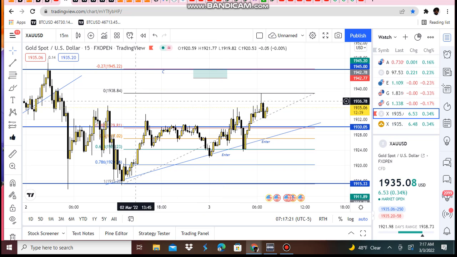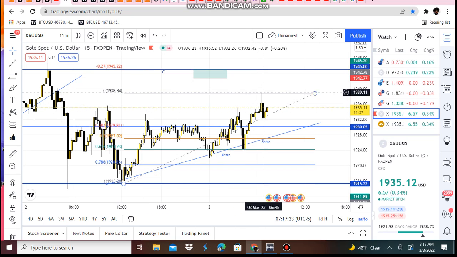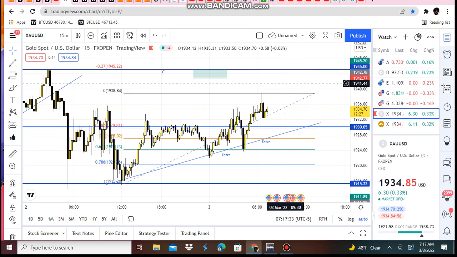Before heading back down from 1938 all the way back down to 1932, and then price should head back up to zero, and then eventually should head up to 1942. This is where we have our take profit at 1942. It should shoot back up. It should head back up to zero.